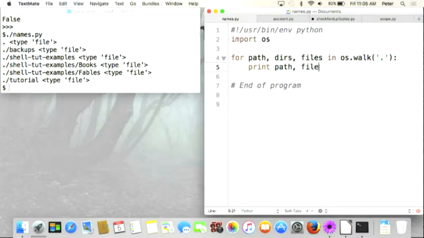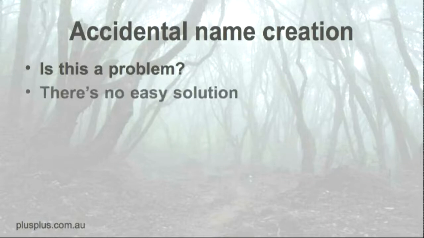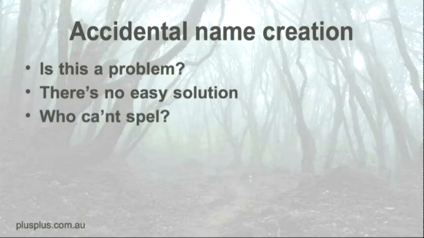It's a built-in class. When you do an open, you're actually building an object of class file. Open is just an alias to the file constructor, and so that's giving me the class object. How do I overcome that? Well, accidental name creation is what we're talking about in this one. Is it a problem? This is the way that Python works. If you don't like it, there's always Java. I don't have an easy solution for it, but spelling is not my strong point.